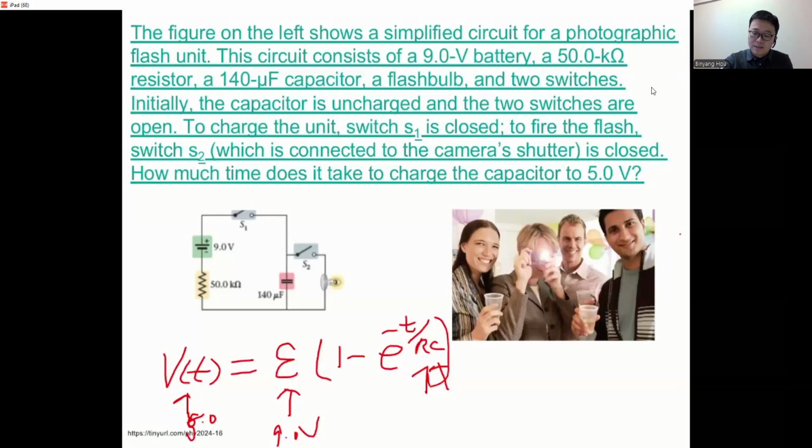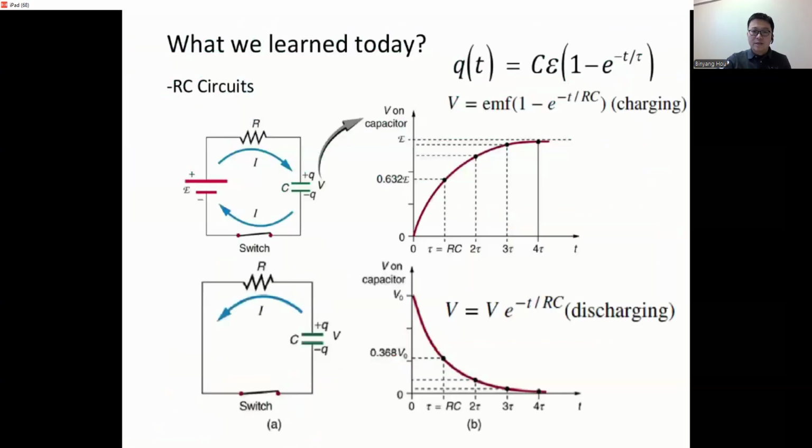That's pretty much what we learned today. We learned about RC circuits. When you have both a resistor and a capacitor in the circuit, you can charge and discharge the circuit. In the charging process, the voltage and charge go up and then flatten out after about 4 time constants, where the time constant is equal to R times C. For the discharging process, the voltage dies out exponentially, and then the charge dies out, and then the current will die out.